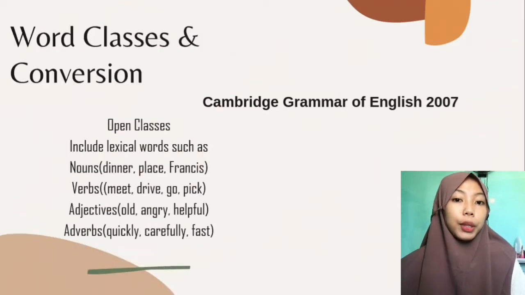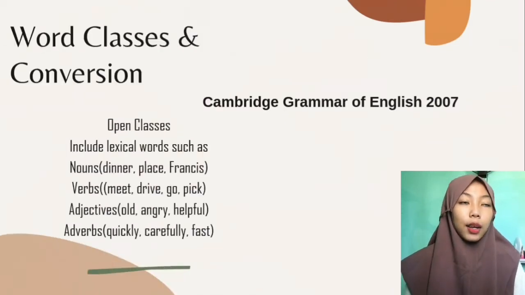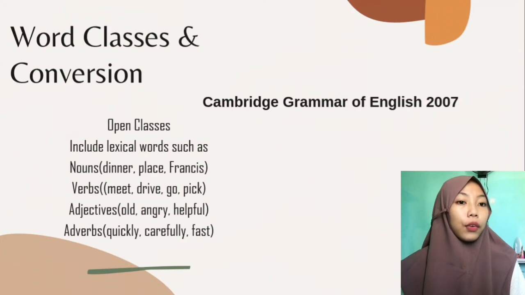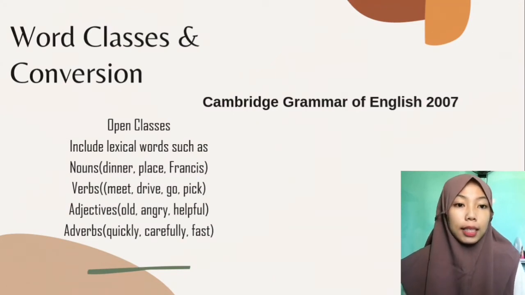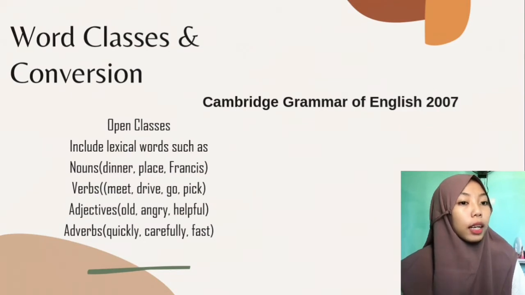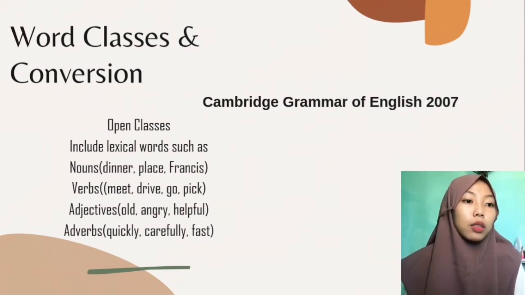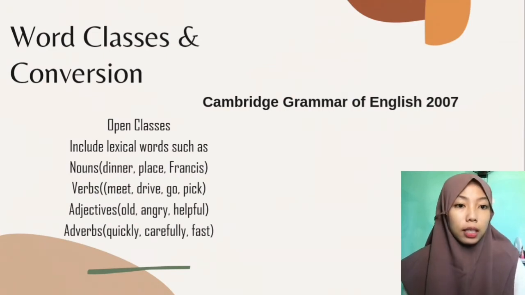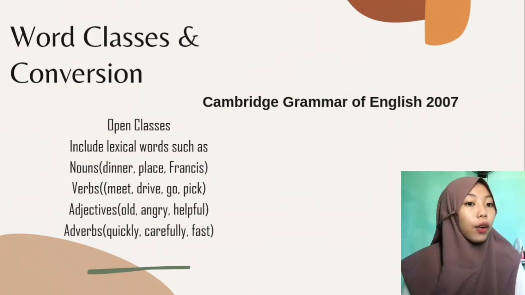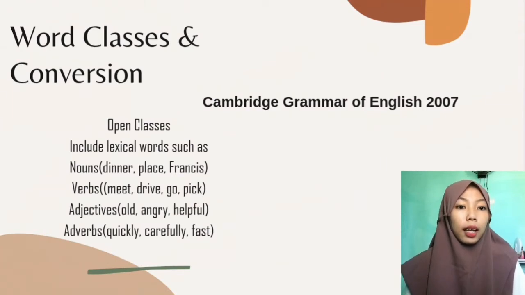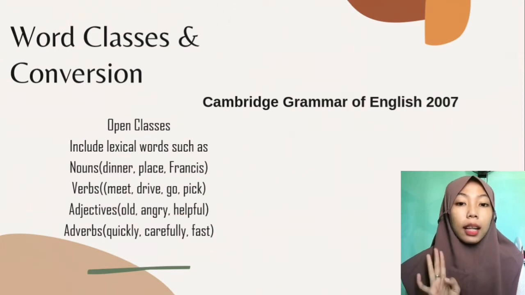Okay, the next material on the next slide is word classes and conversions. So, word classes are groups of words in the language. The division of these word classes is distinguished based on several categories such as word form, function, and meaning in the grammar system that applies in language. English has four major word classes.